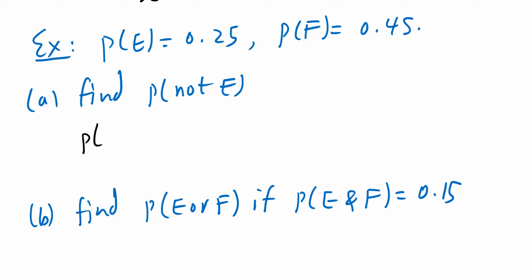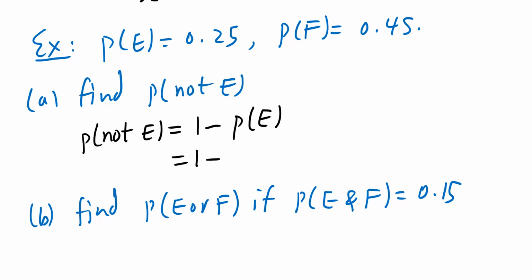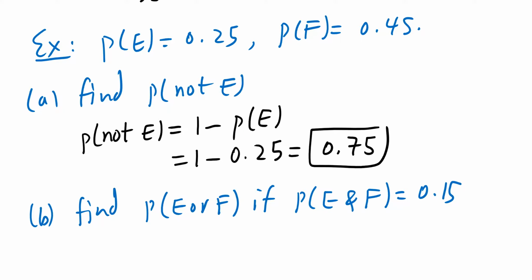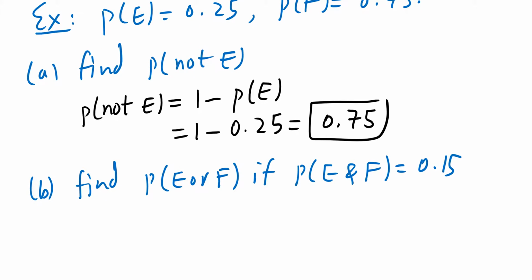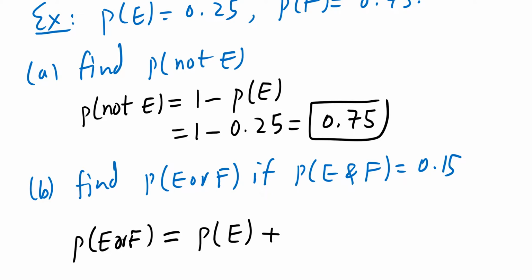So we know from the complementary events that the probability of not E equals 1 minus the probability of E, and the probability of E is 0.25. That would give us 0.75. Now, the probability of E or F. Notice what they did: they gave us the probability of E and F. It's not 0, so this means they're not disjoint events. So from the general addition rule, it's the probability of E plus the probability of F minus the probability of E and F.